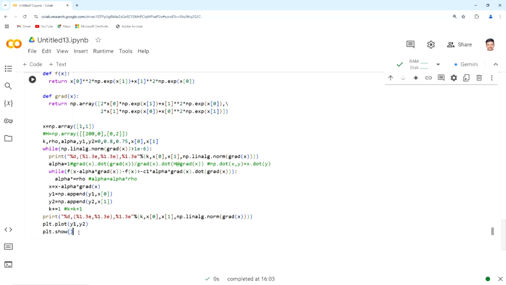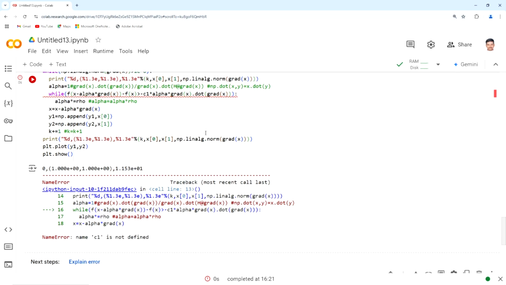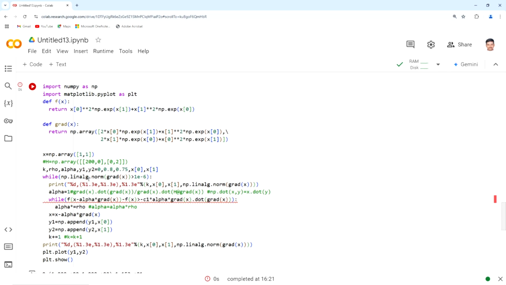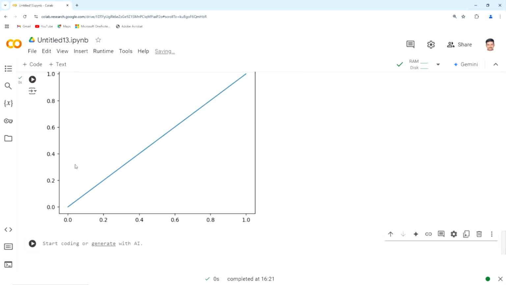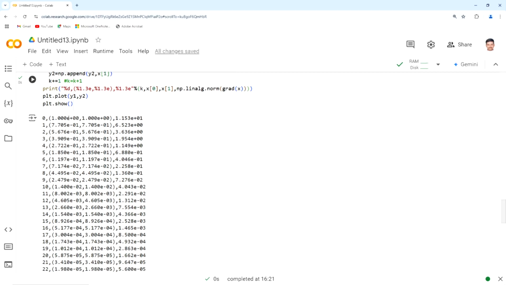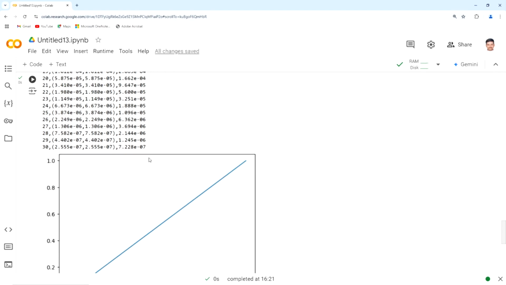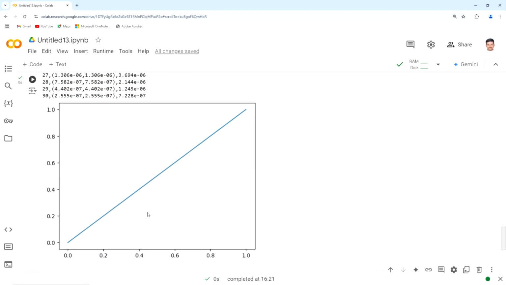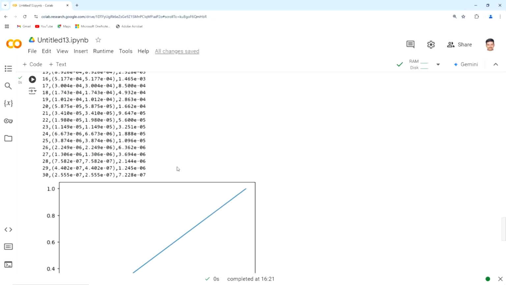Let us check how this algorithm works. C1 is not defined. Oh my god, this is C1. Sorry. Great. It has converged in 30 steps, and there are almost no zigzags, it goes by a nice straight line. No issues.